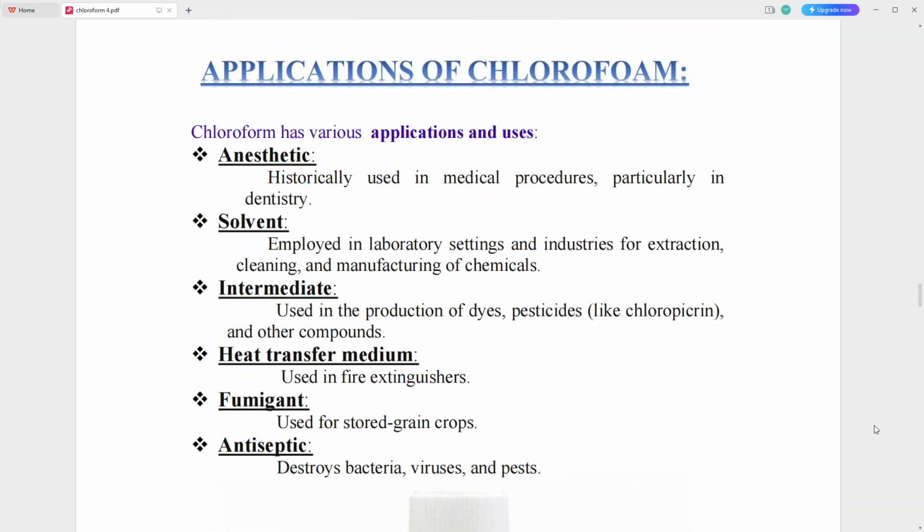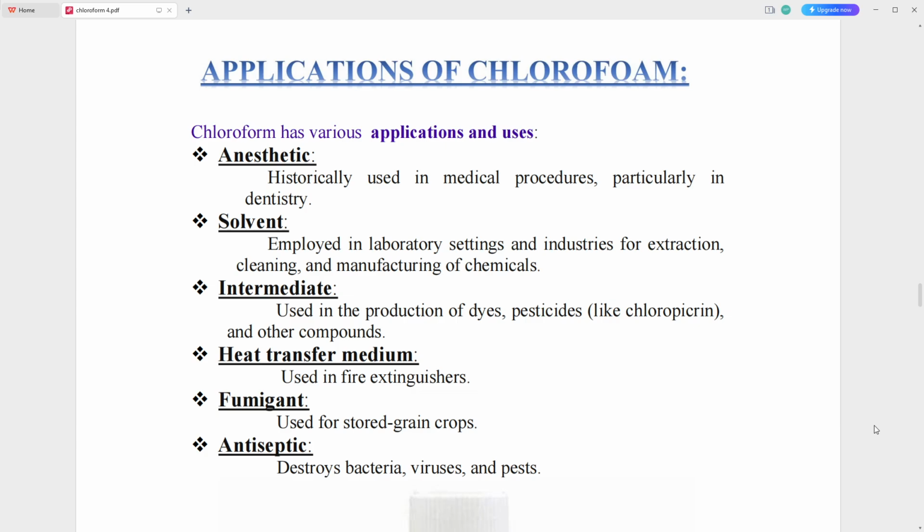Now we will discuss some of the applications of chloroform. Chloroform has various applications and uses. Anesthetic, historically used in medical procedures, particularly in dentistry. Solvent, employed in laboratory settings and industries for extraction, cleaning, and manufacturing of chemicals. Intermediate, used in the production of dyes, pesticides like chloropicrin, and other compounds.